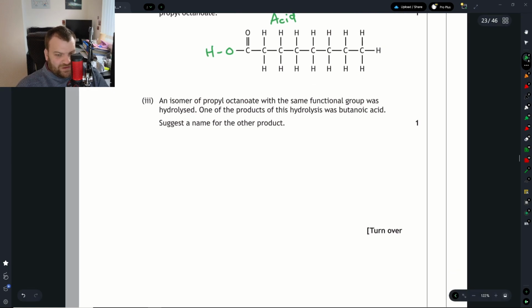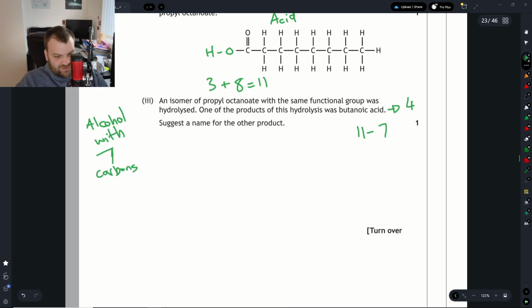Next up, an isomer of propyl octanoate, same functional group, was hydrolyzed. There's another ester. We've got butanoic acid, and we want a name for the other product. Right, so we have got 3 carbons here and 8 carbons there. Means we've got 11 carbons in total. Butanoic acid will have 4 carbons. That leaves us 7 carbons in our alcohol. So we are looking for an alcohol with 7 carbons. Easiest way of getting that would just be to go for hept, which is 7. Heptan, we want to put a number on it. At higher, we expect you to write where the OH group would be.